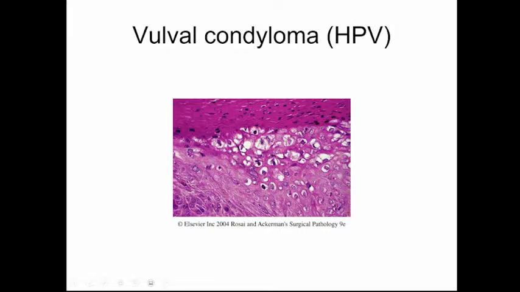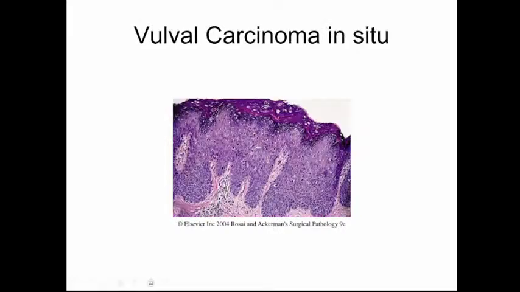When it becomes carcinoma in situ, there are similar changes: hyperkeratosis on the surface, markedly thickened squamous epithelium, lots of mitotic activity, abnormal mitosis, but luckily it's still contained, in this particular image, by the basement membrane, and that's why we refer to it as carcinoma in situ.